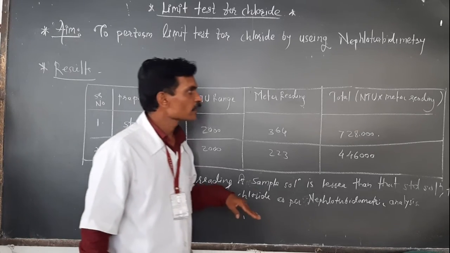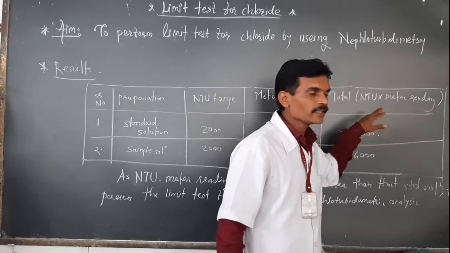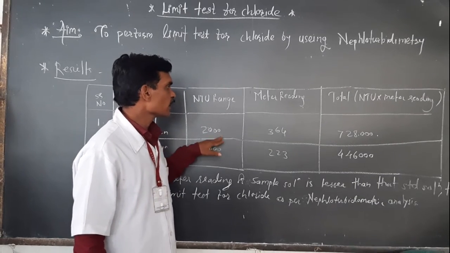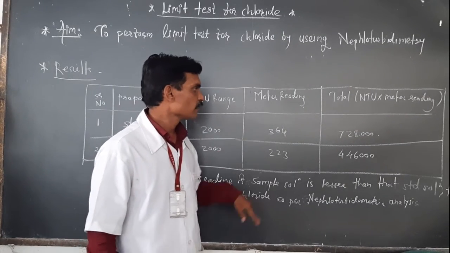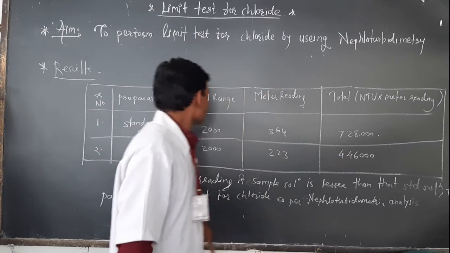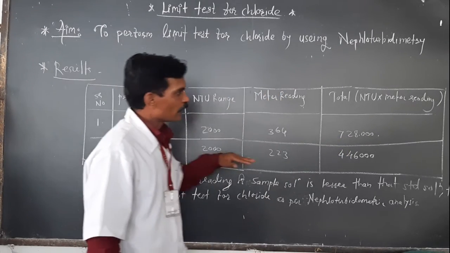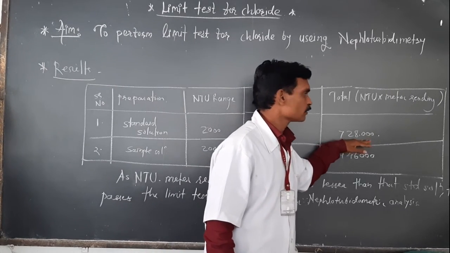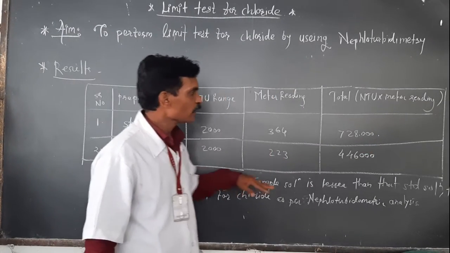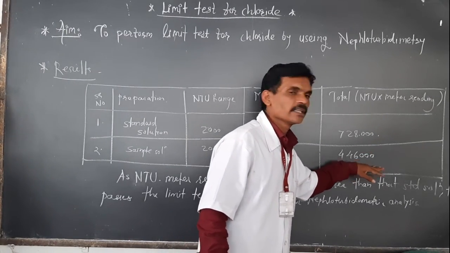Now we have to calculate the total NTU from the meter reading. As our range is 2000, we have to multiply each reading by this NTU range. So after multiplication, we found that the standard solution has a total of 728,000 NTU. Similarly, the sample solution has 446,000 NTU.